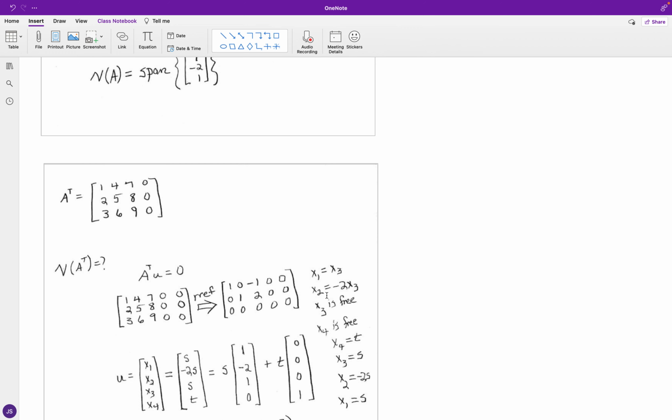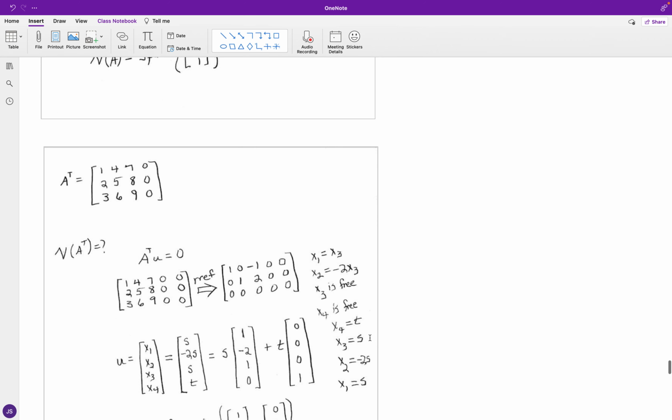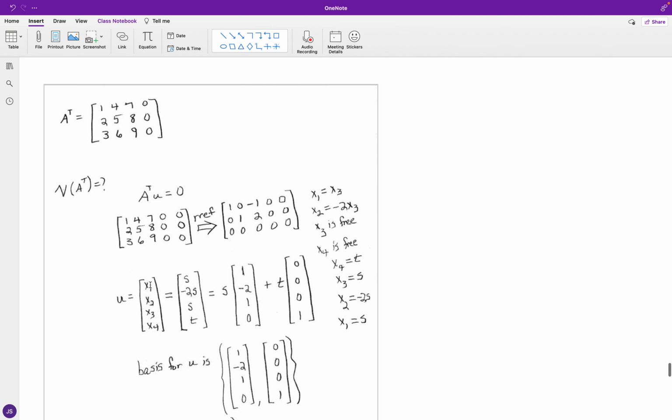If I move 2 to the other side of the hypothetical equation, we're going to have negative 2 times x of 3. And x of 3 is a free variable. And guess what? x of 4 is also a free variable. So for the null space consisting of x of 1, x of 2, x of 3, and x of 4, with x of 3 and x of 4 as free variables, we have x of 4 equal to t, x of 3 equal to s, and from the relation, x of 2 is equal to negative 2 times s, and x of 1 is equal to s.